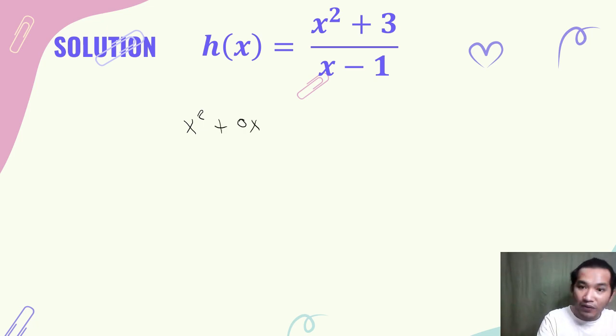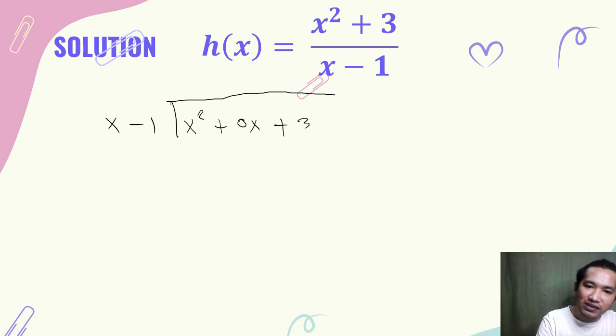0x, kasi nga wala tayong x, di ba? Plus 3 divided by x minus 1. Okay, so x squared divided by x is x. Alright, so x multiplied to x is x squared. Okay, x multiplied to negative 1 is negative x.